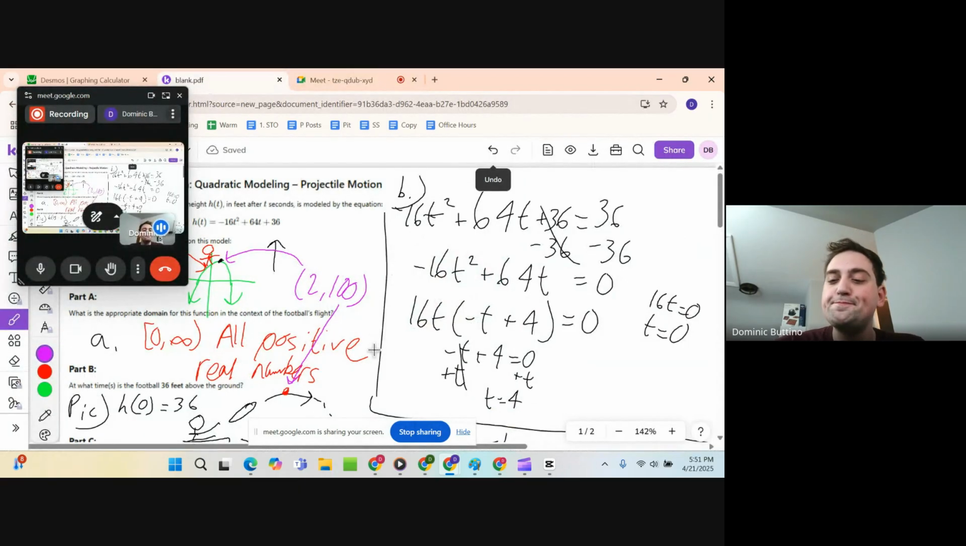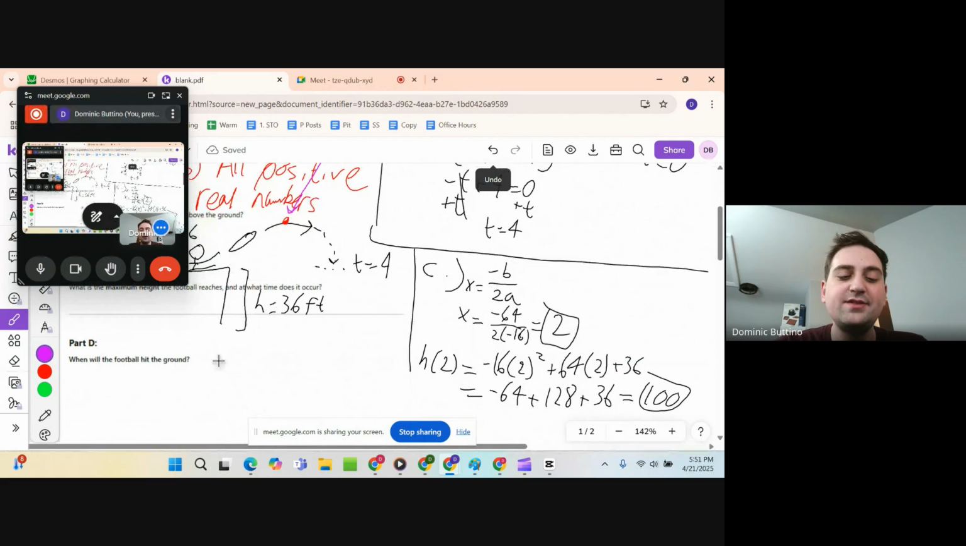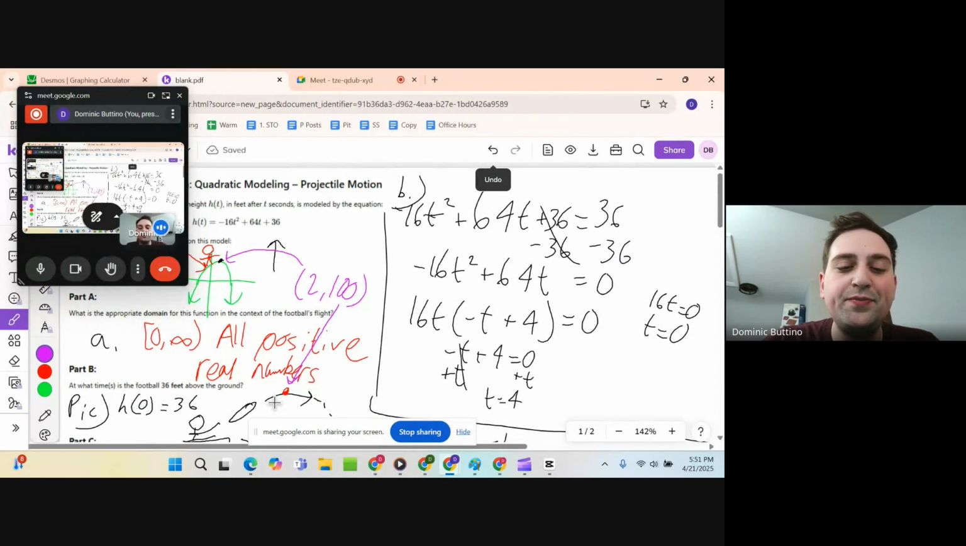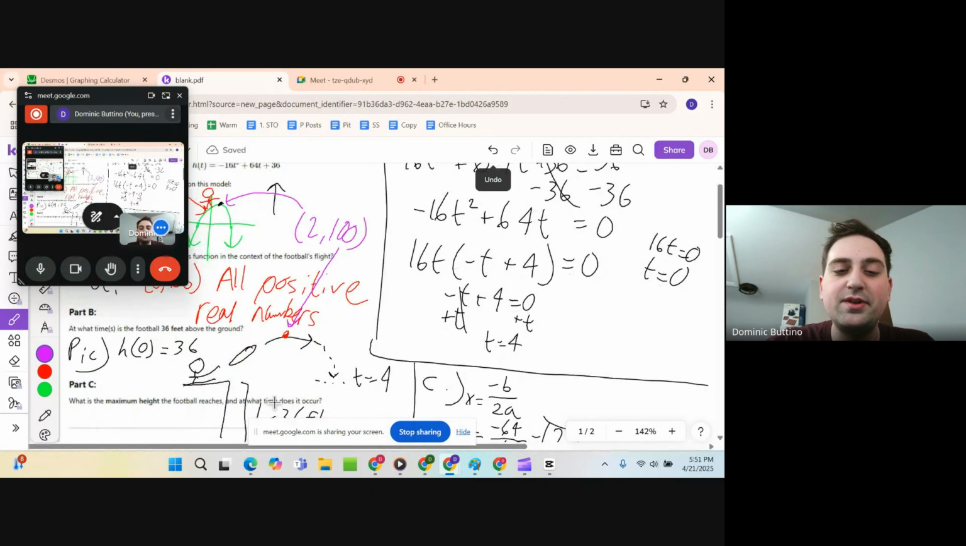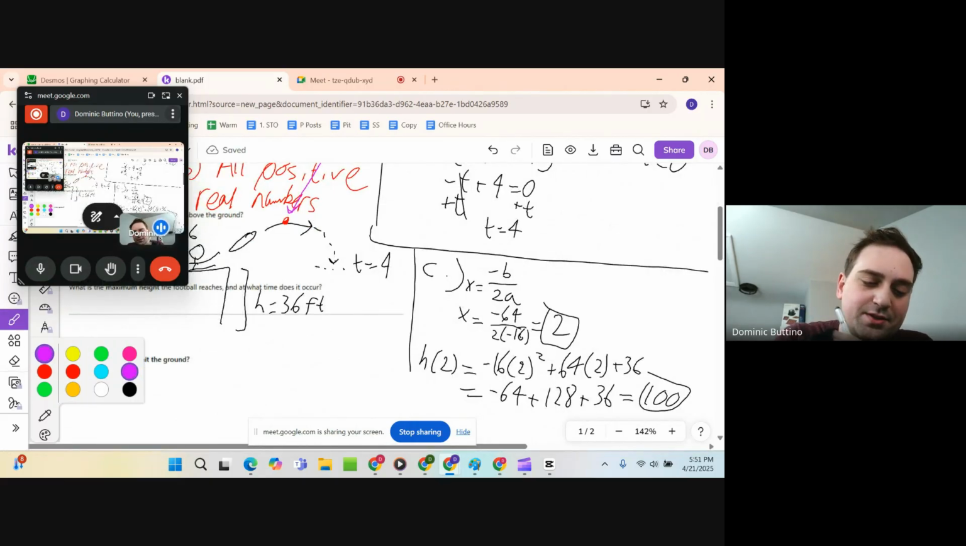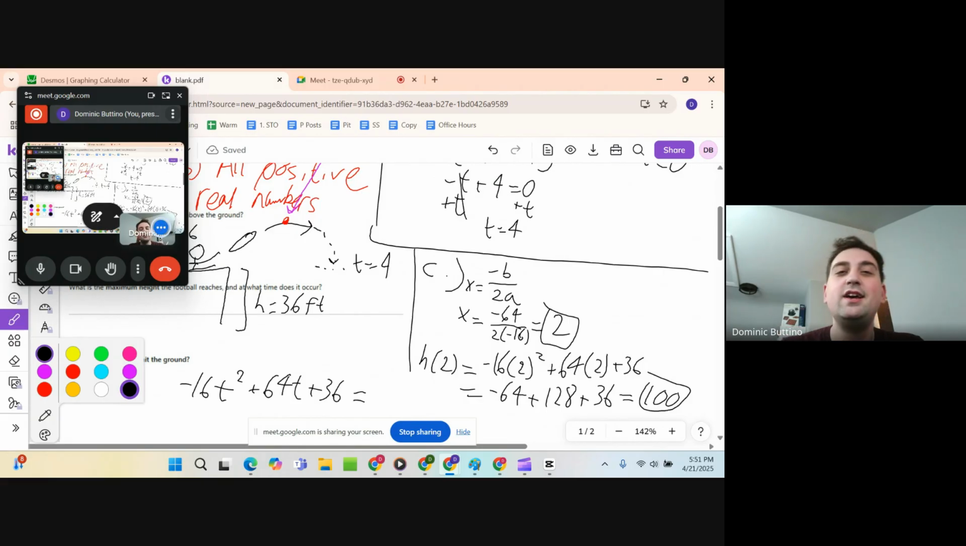Now, the last thing we need to find is when the football will hit the ground. This is where it gets kind of fun. You can do this one of two ways. Negative 16t squared plus 64t plus 36. Let's copy it down again. We'll just do blue. Negative 16t squared plus 64t plus 36. If you want to know when the ball hits the ground, and h of t represents the height of the ball, think about what the height would have to be when it hits the ground.